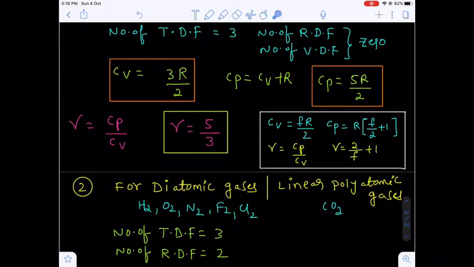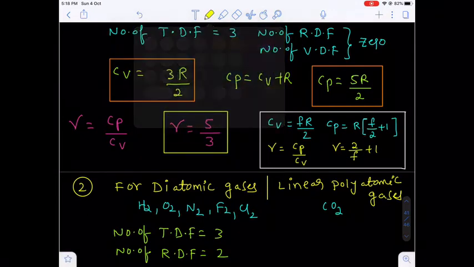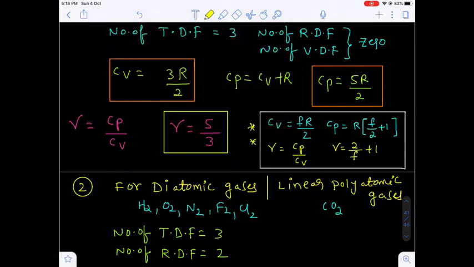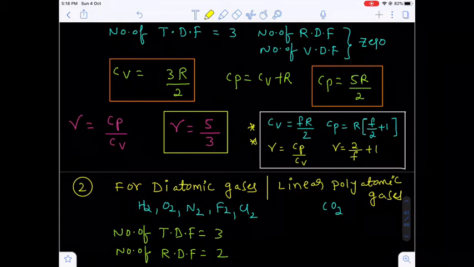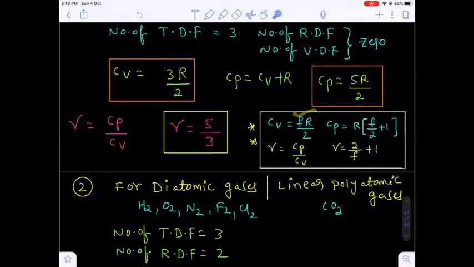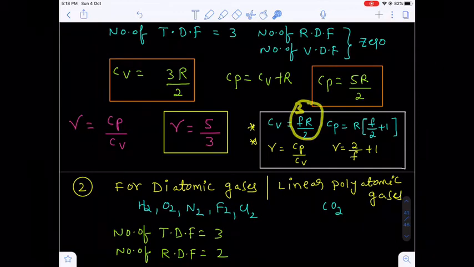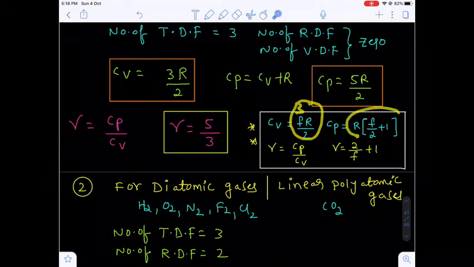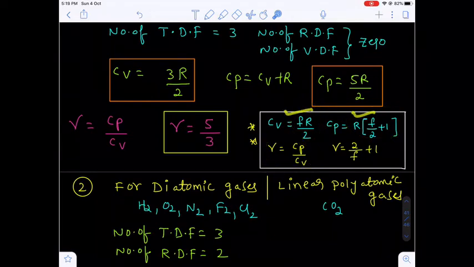Otherwise, there is a short formula to calculate Cp, Cv and the gamma Poisson ratio. The Cv value equals F into R by 2. What is F here? The degree of freedom. In the case of monoatomic, what is the degree of freedom? 3. So 3 into R by 2. Then 3R by 2 plus R is 5R by 2. You can calculate the Cp minus Cv relation, and gamma will be equal to Cp by Cv.